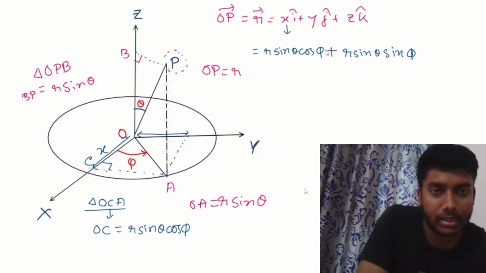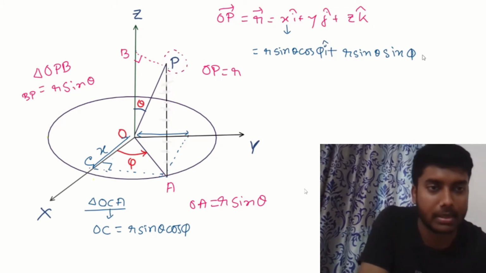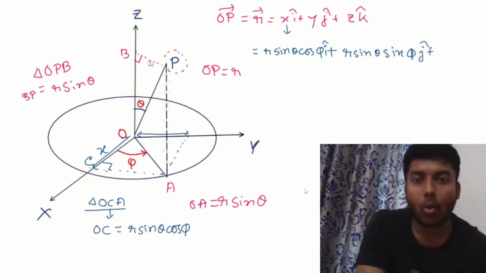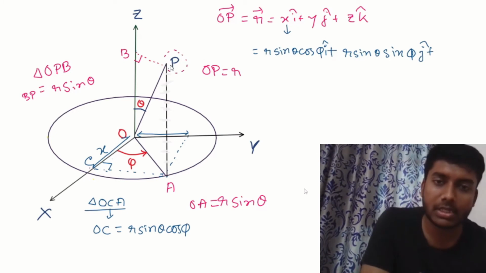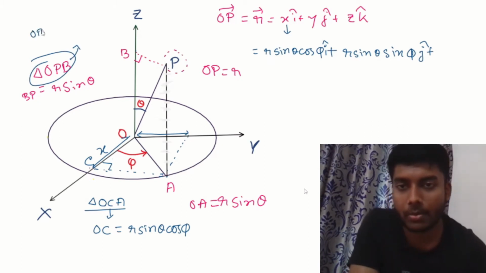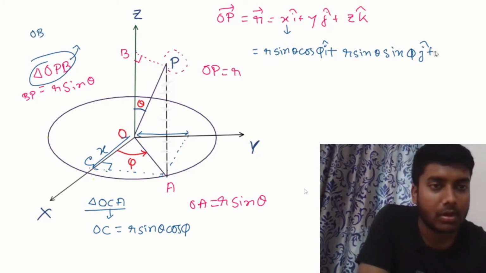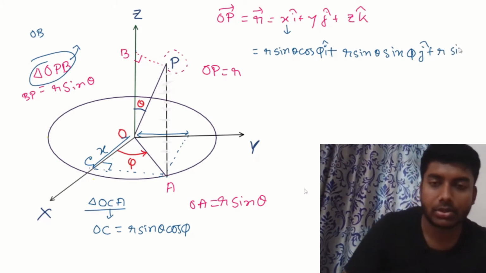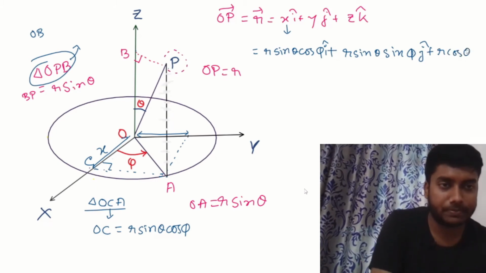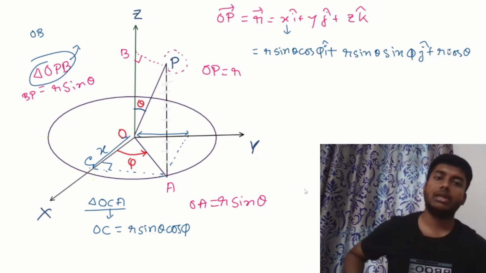Now there is an i cap, there is a j cap, plus this part, the height, that means this OB. What will be OB? From this triangle, you can easily find that OB is simply equal to R cos theta. So this is very easy to understand.